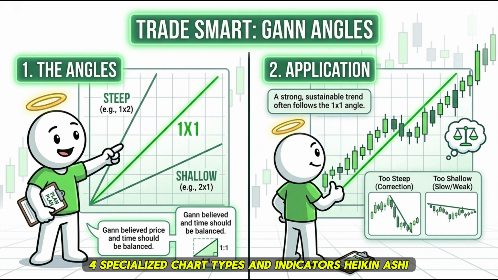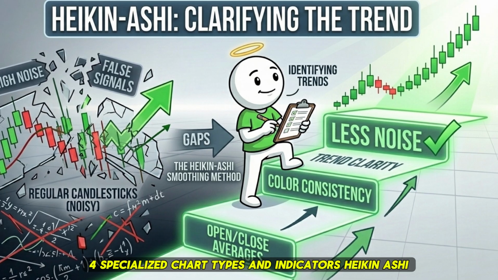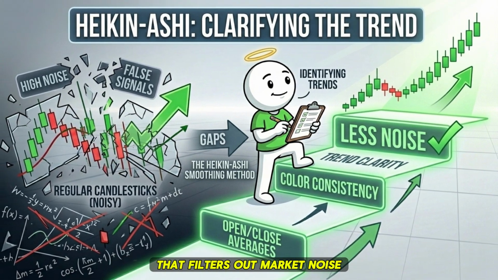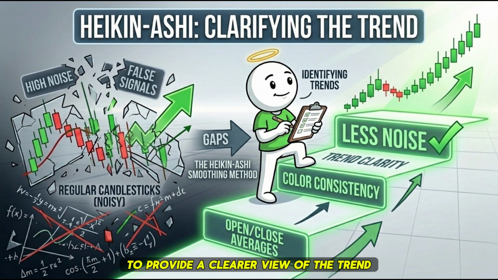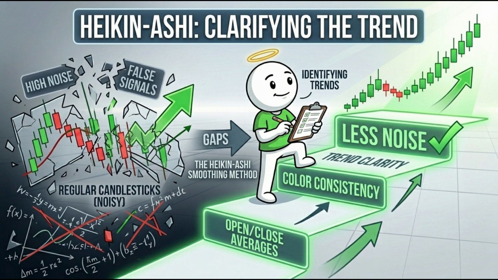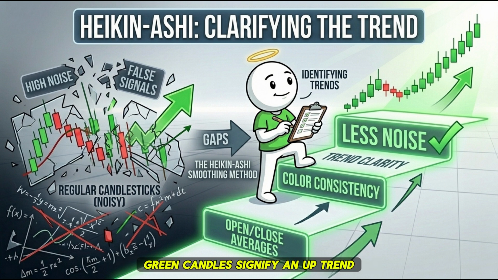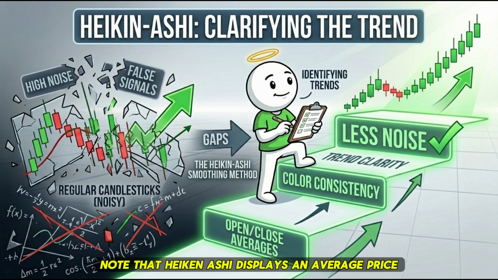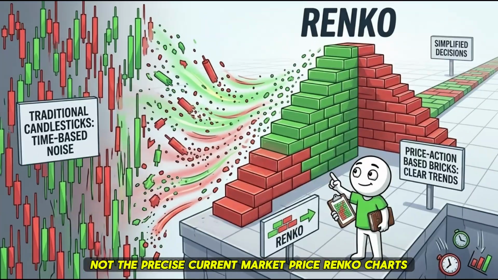4. Specialized chart types and indicators. Heikin-Ashi. Heikin-Ashi is a modified candlestick chart that filters out market noise to provide a clearer view of the trend. Green candles signify an uptrend, while red signifies a downtrend. The candle size represents trend strength. Larger bodies mean stronger momentum. Note that Heikin-Ashi displays an average price, not the precise current market price.